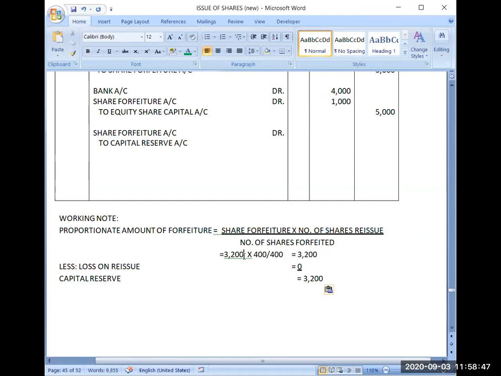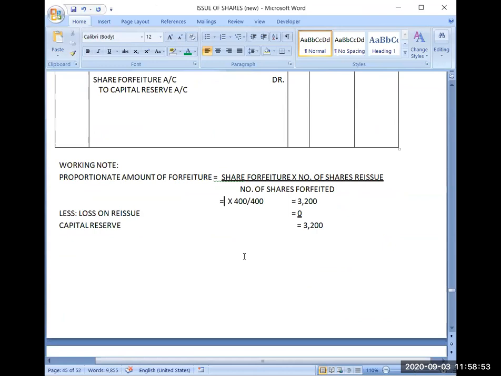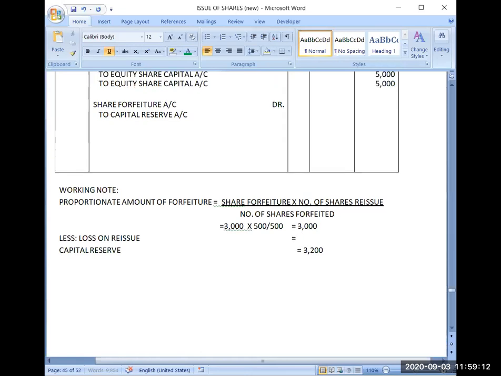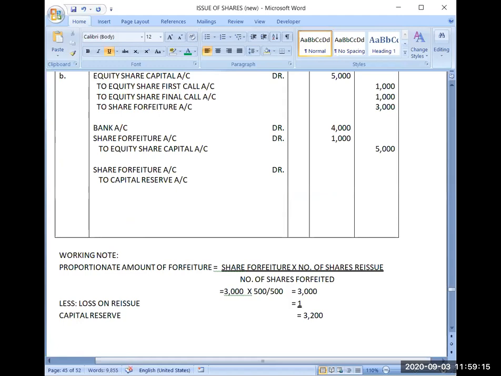So now my share forfeiture balance was 3,000 and number of shares reissued is 500. Number of shares forfeited is 500. So this amount will also come 3,000. Now the loss on reissue is how much? 1,000. So now the capital reserve will be how much? 2,000.